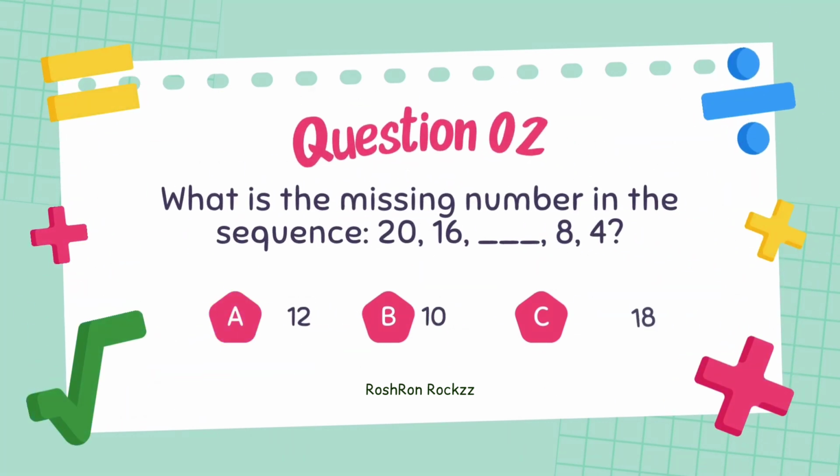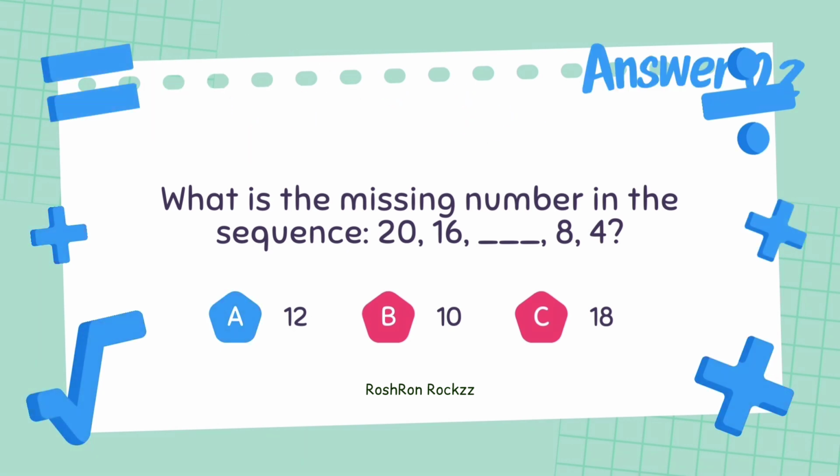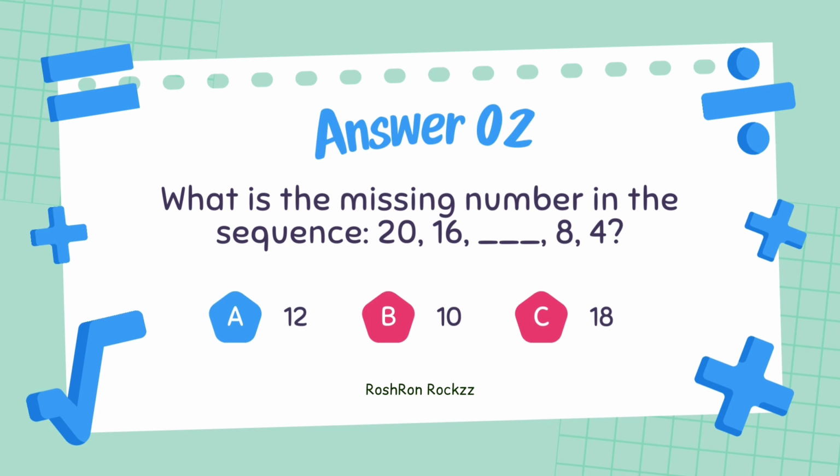Question 2. What is the missing number in the sequence? 20, 16, dash, 8, 4. Answer is option A, 12. Each number in the sequence is obtained by subtracting 4 from the previous number.